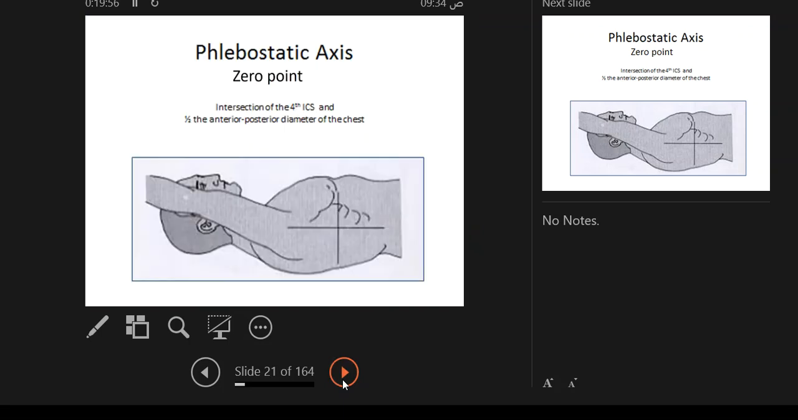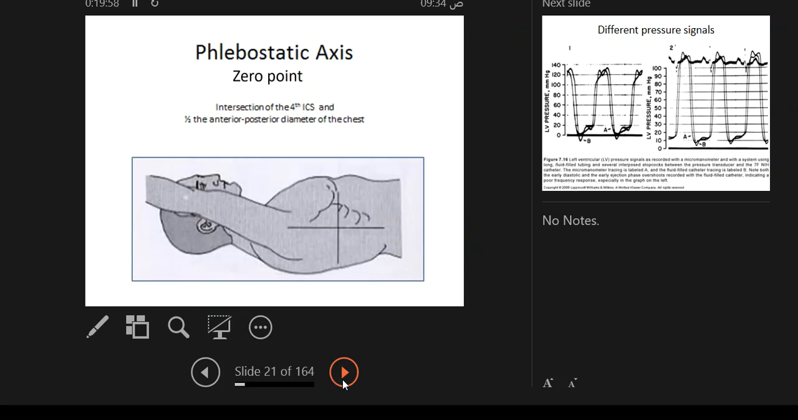And this is the zeroing point of my transducer. That's where I place it: the intersection of the fourth intercostal space and half the anteroposterior diameter of the chest. This is where we always place the transducer. The table has a rail, and you push the transducer on that rail until you reach that point, and up or down, you can get it in the proper place.